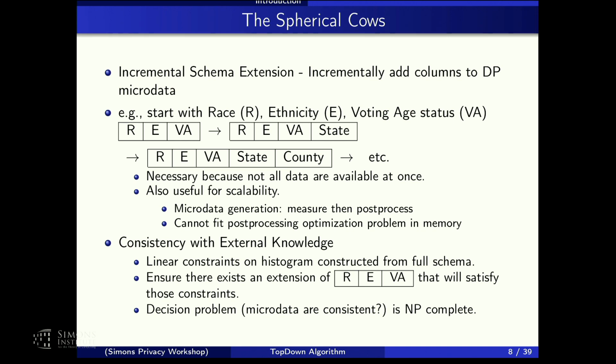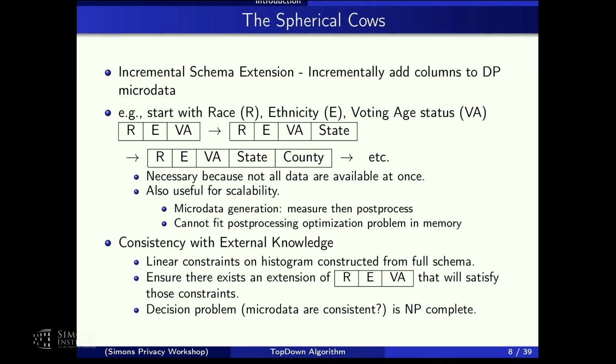It's necessary first because we don't have all of the information available at once, but it's also useful for scalability. If we take the full schema, all of the columns we eventually want to tack on, it's just not going to fit in memory. The common paradigm for a differentially private algorithm is first create measurements, noisy estimates for queries, and then post-process them to create the microdata. So this optimization problem is not going to fit into main memory if we try to do everything at once.